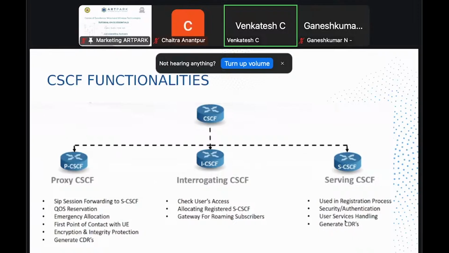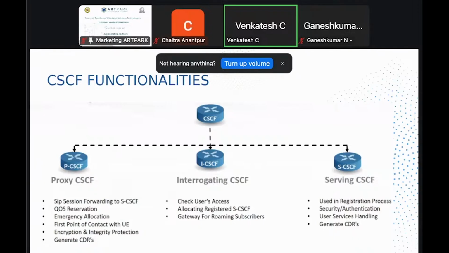It enforces the service policies and executes call control logic. And this also generates the CDR. It helps with billing and analytics. In short, the SCSF acts like a SIP server that maintains session states, applies service logic, and ensures secure communication.